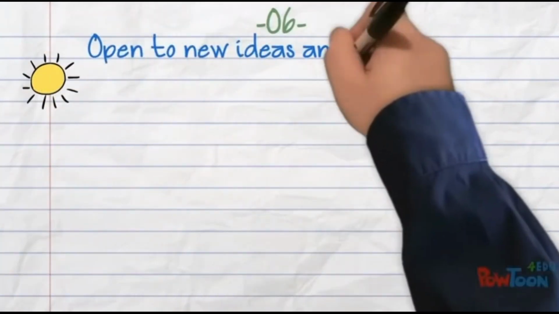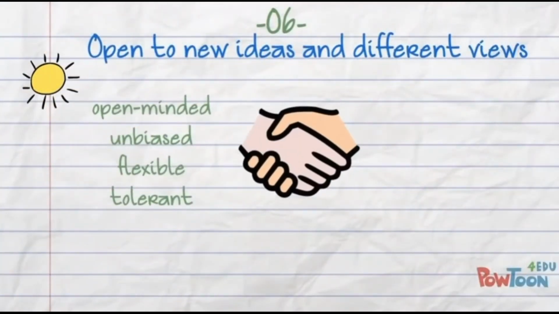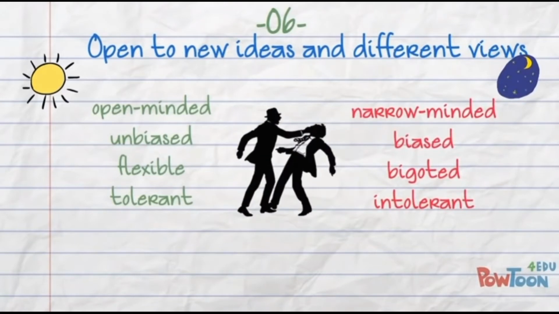If you are open to new ideas and different views, you're an open-minded, unbiased, flexible, and tolerant person. And the opposites are narrow-minded, biased, bigoted, intolerant.